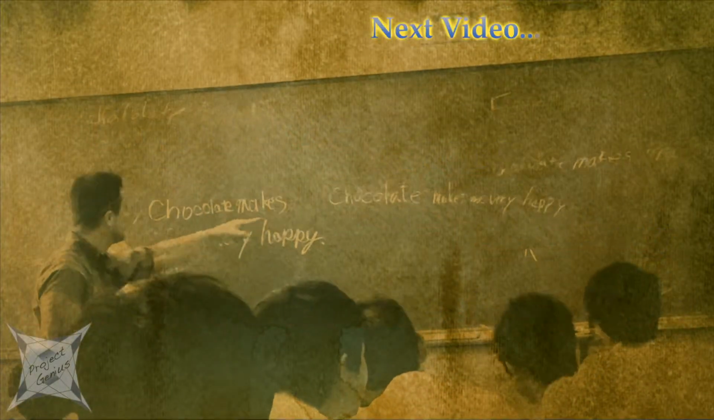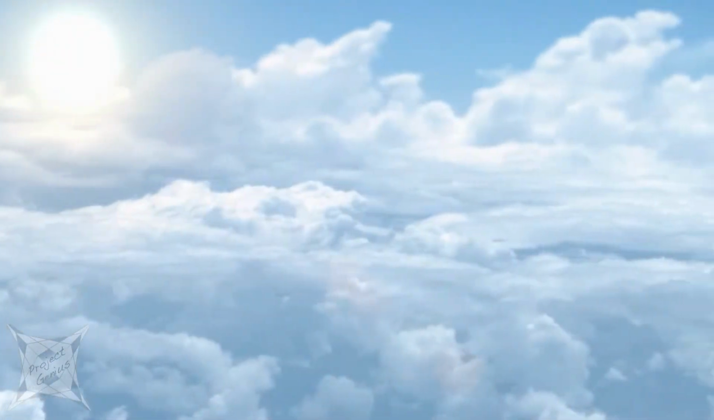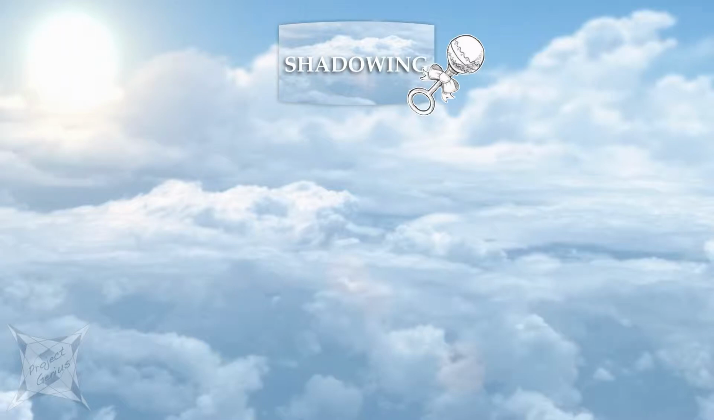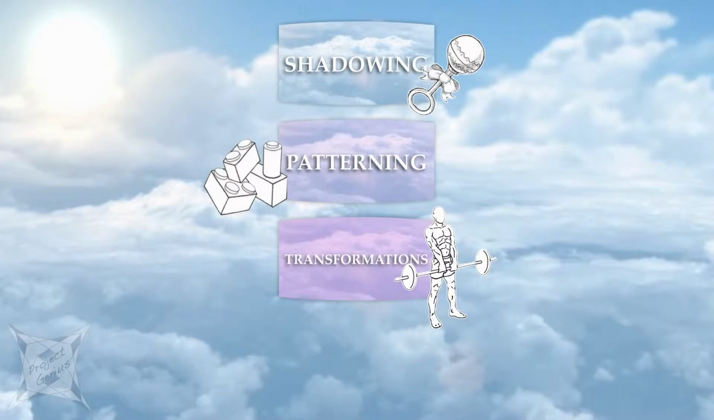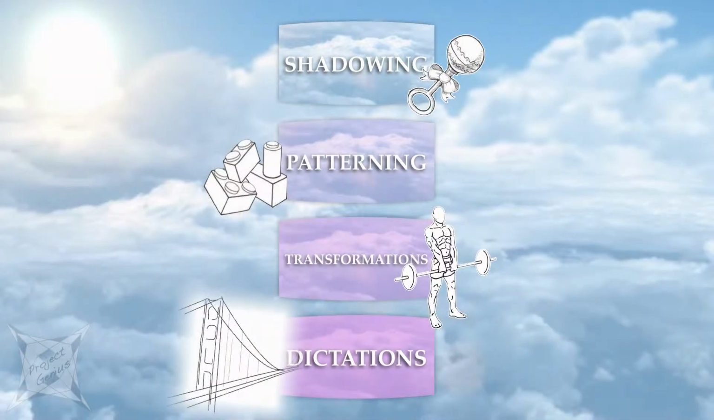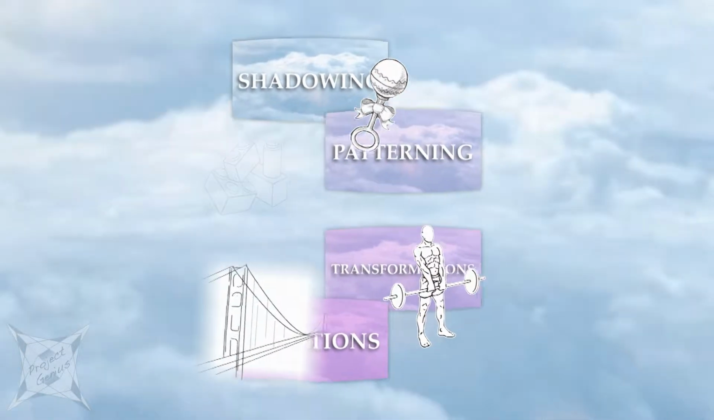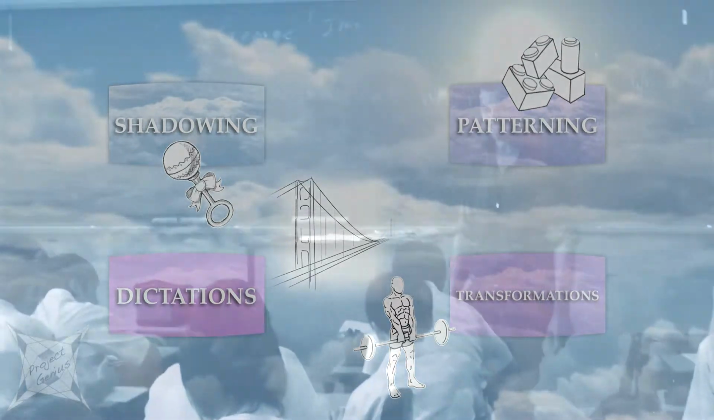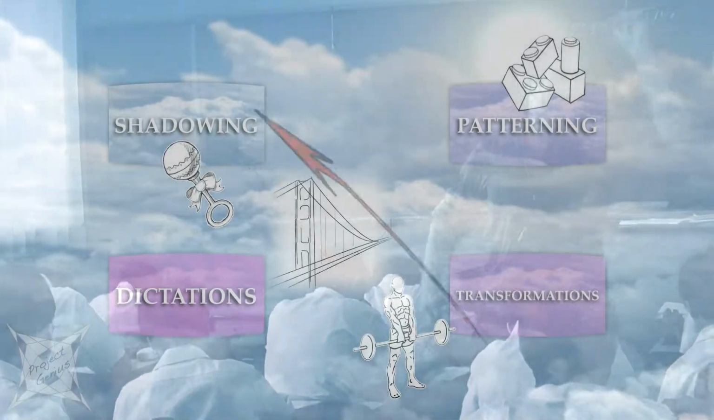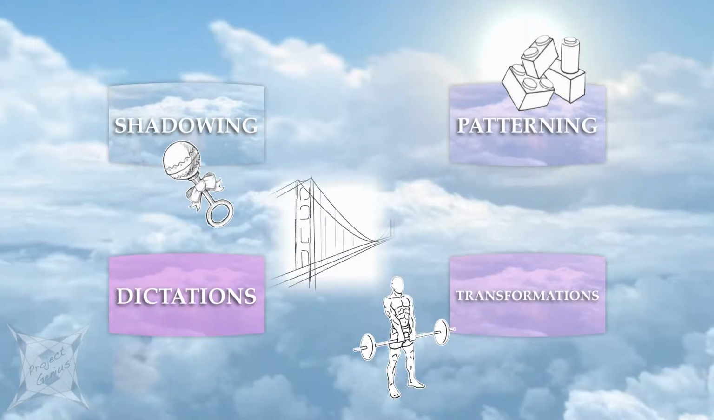Now we come to our discussion of the 4 target structure drilling techniques that I want to outline: shadowing the target structure, patterning around the target structure, transforming into and out of the target structure, and dictation. One of the challenges of making this series is that these 4 techniques don't really occur in isolation. A big part of drilling target structures effectively has to do with feeling where the class is and what they're responding to, and shifting between these techniques or layering them on top of each other in a way that keeps the students engaged and challenged.